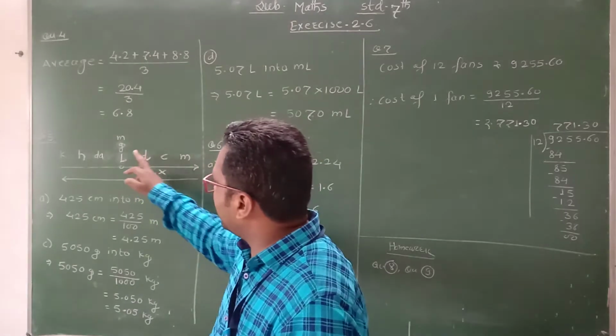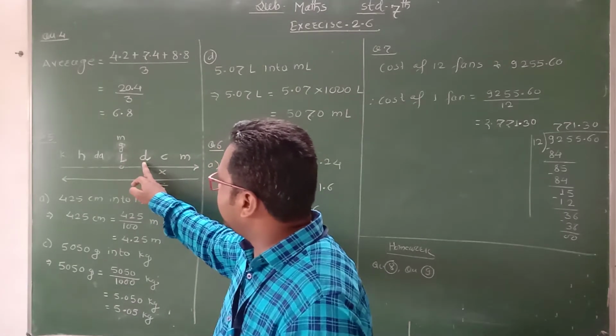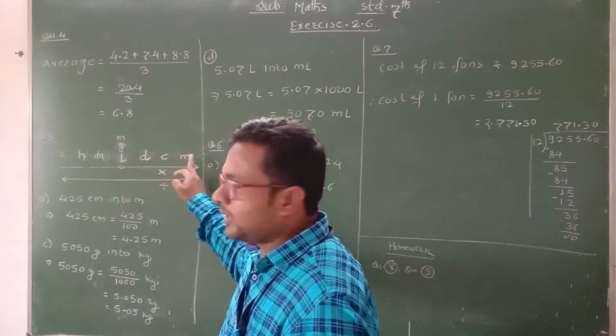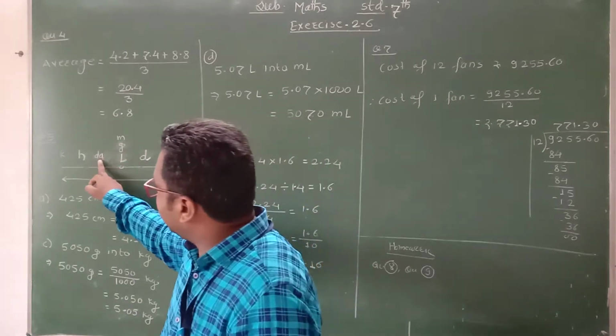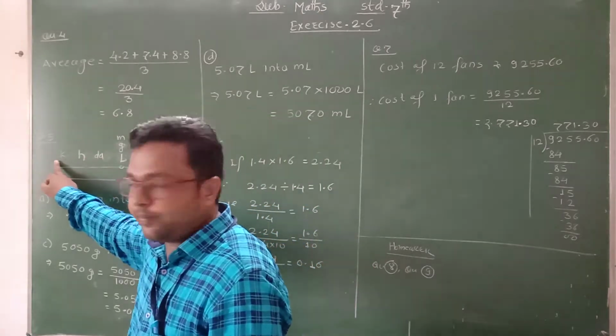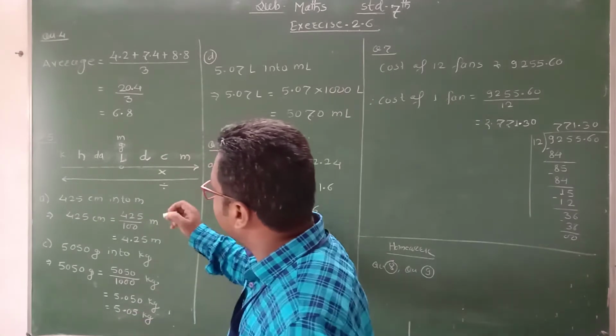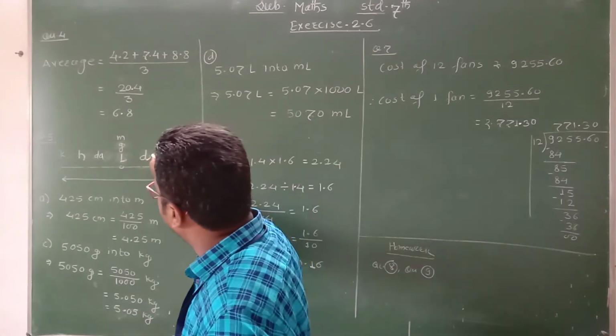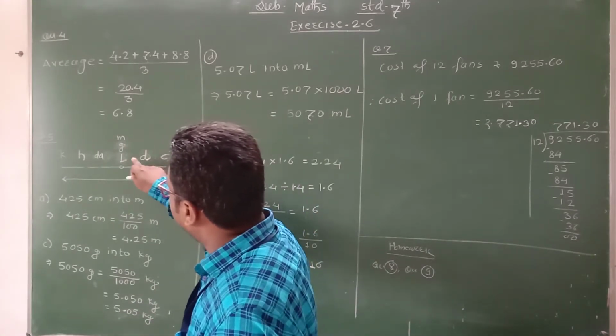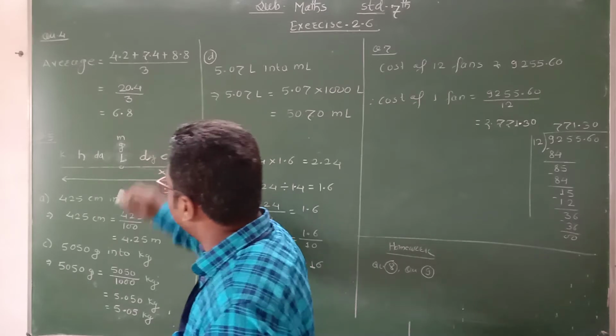On the right hand side of the basic unit, here D means deci, centi and this is milli. On the left, there are deca, hecto and kilo. Therefore, if you have to write the decimeter, it means you have to write m here. If you have to write the decigram, then you have to write g here.